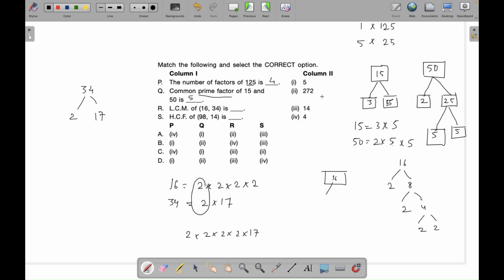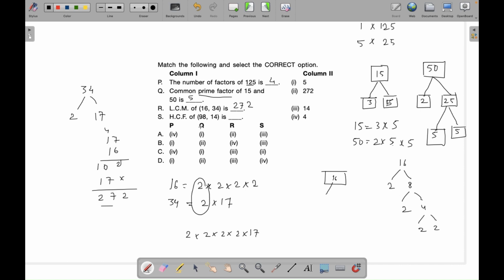Out of the options, 272, we can quickly multiply and check. So 17 and then 16. Right, so 7 sixes are 42, carry 4. 6 ones are 6, plus 4 is 10, and then here we'll have 17. So 2 will come down, 7, 2. So 272. So the LCM is 272.